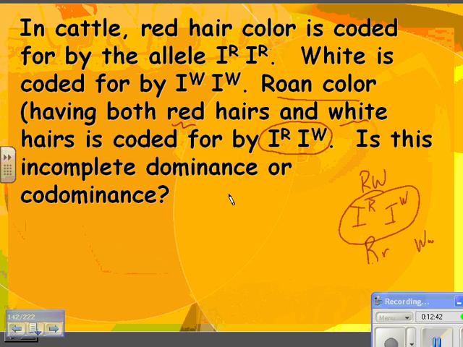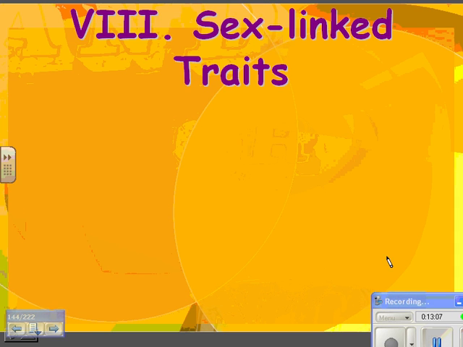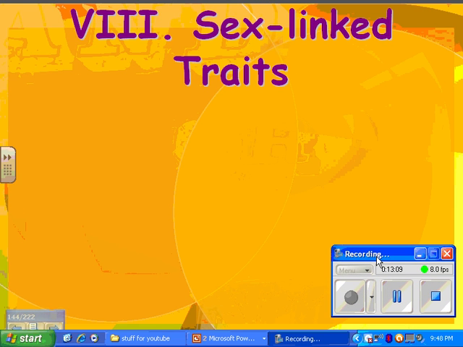So is this incomplete dominance or codominance? The answer here is codominance, because if it were incomplete dominance, then the babies would be pink. They wouldn't have some red hairs and some white hairs. If you have both red and white hairs, then you've got both traits, and so that's codominance. And that's it. So you need to know the difference between codominance and incomplete dominance. And we'll go over that more in class.